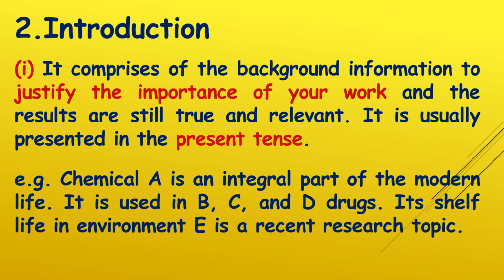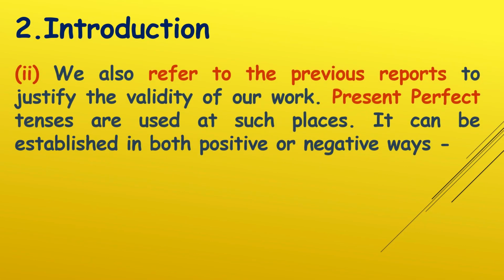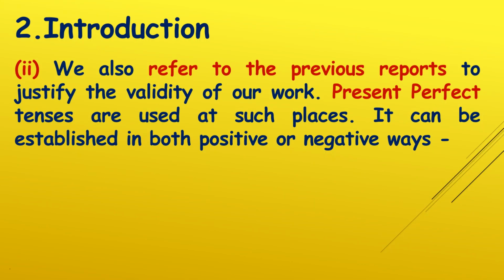So in this way, I am establishing the relevance of this research work and also giving the background information regarding chemical A. In the second part of the introduction, we refer to the previous reports. So basically we write that this author, et al., has done this study, and that author has done that kind of study. First we mention that, and then by citing their research work, we justify the validity of our research work. So in this way, present perfect tense is used at such places.